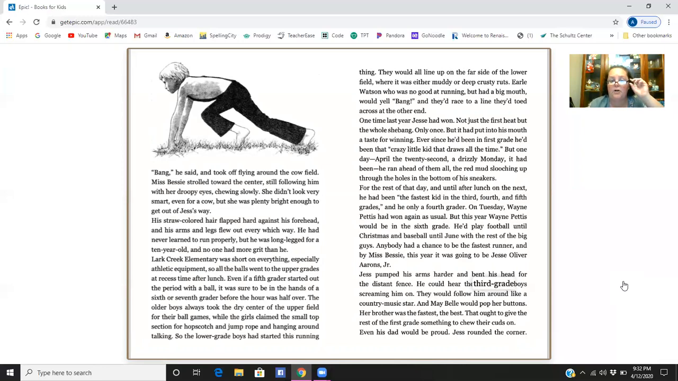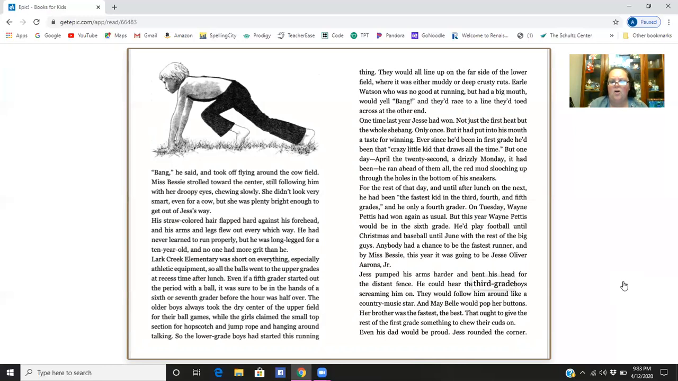Ever since he'd been in first grade, he'd been that crazy little kid that draws all the time. But one day, April the 22nd, a drizzly Monday it had been, he ran ahead of them all, the red mud sloshing up through the holes in the bottom of his sneakers. For the rest of that day, and until after lunch on the next, he had been the fastest kid in their third, fourth, and fifth grades, and he only a fourth grader.